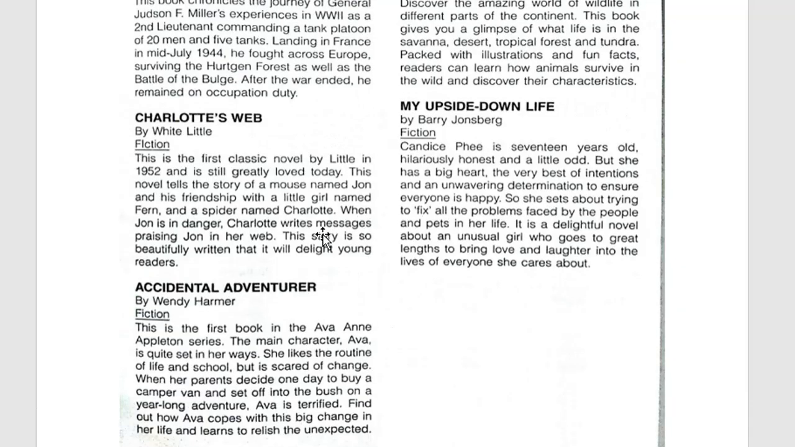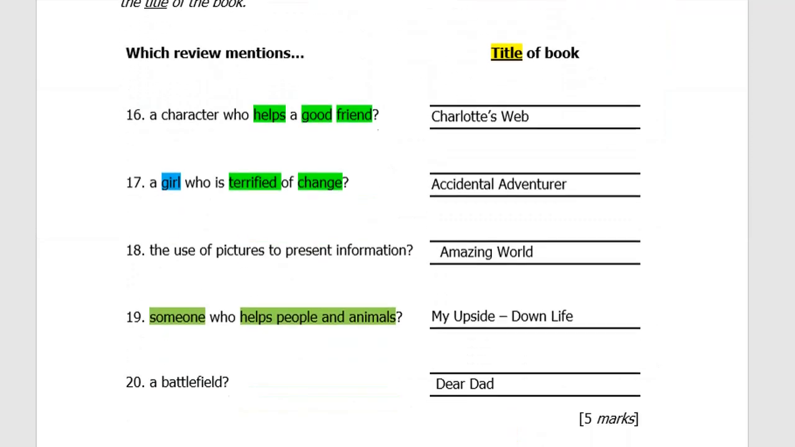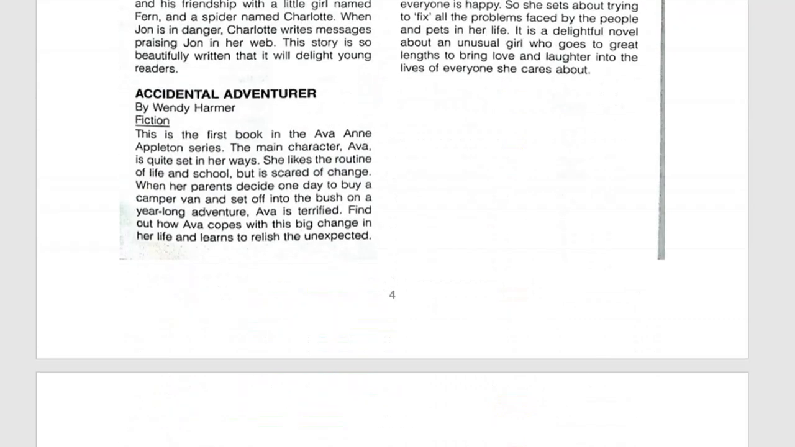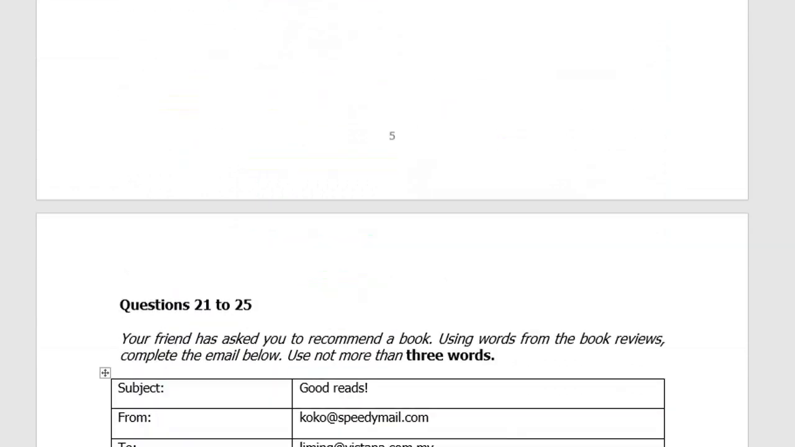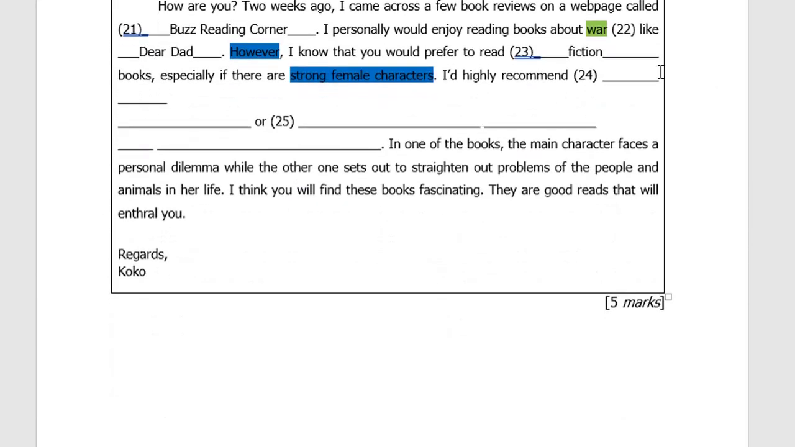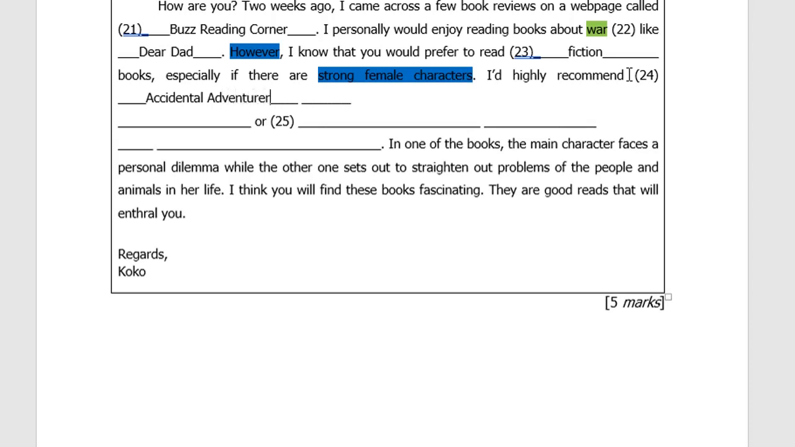Here also you say, okay, we have a girl named Fern, so this is a human. No, because this is just a minor character. Strong character means the main character. The main character should be female. But female here is not referring to the spider, but referring to the human being. So your answer that you should have written here is Accidental Adventurer. Make sure the spelling is correct.